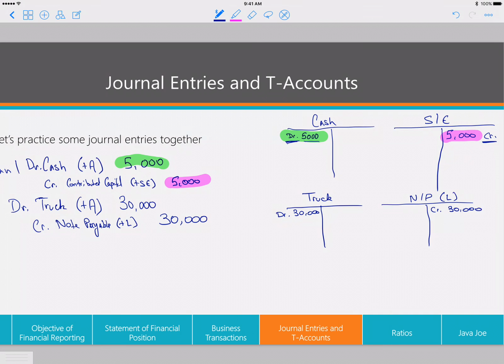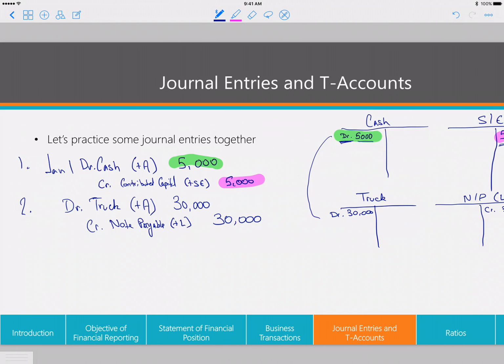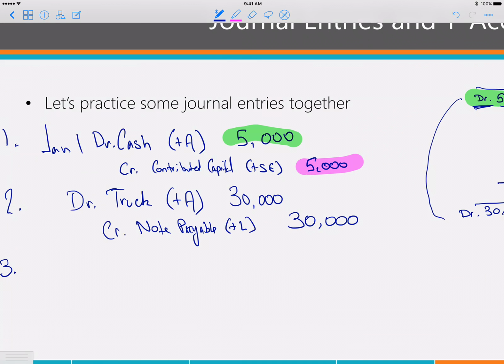So the company currently has, if you add up the cash and the truck, we have $35,000 of assets, and this is funded by $5,000 of equity and $30,000 of debt. Let's go to the next part of our story. So you decide that you want to pay off this note payable ASAP. So what you do is you get a bank loan for $45,000. So let's record the journal entry to record this.